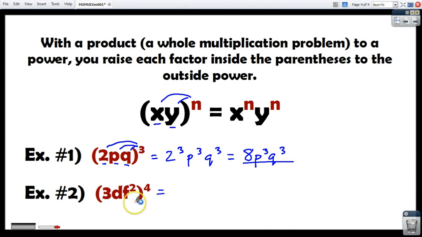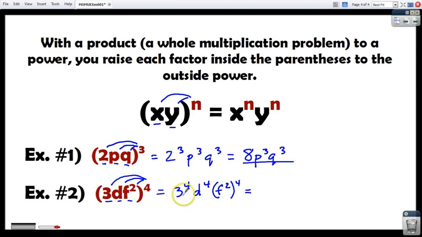What about this one? 3 times d times f to the second. Once again, we're looking at 3 individual factors. So each of those needs to be put to the fourth power. So 3 to the fourth power, d to the fourth power, and then f to the second to the fourth power. And I'm going to leave those parentheses there because I've got a double exponent here. But now we can clean that up.